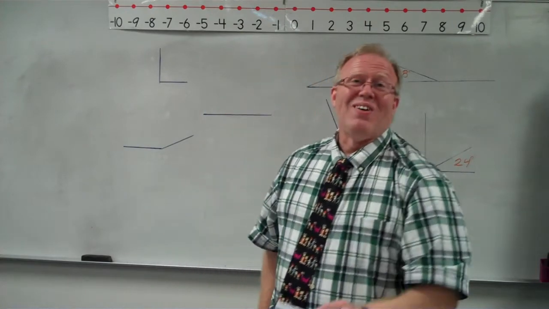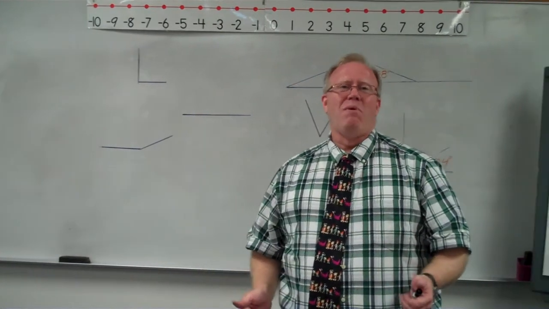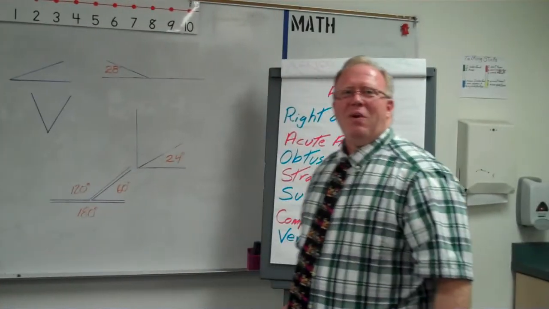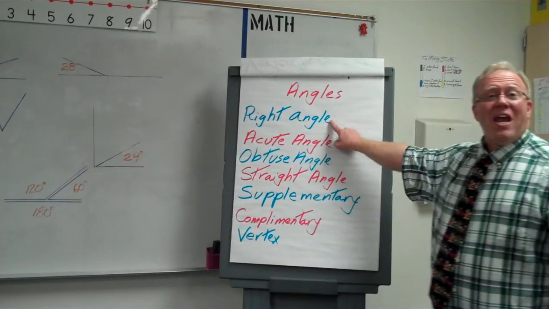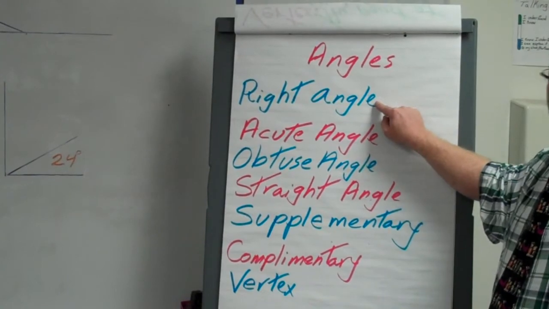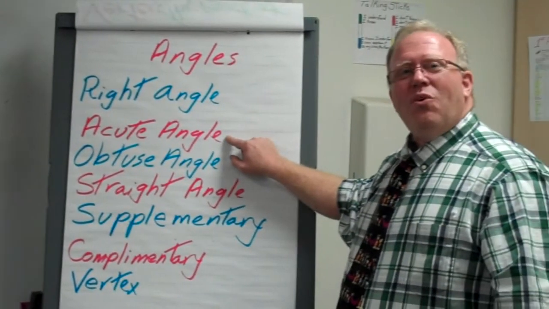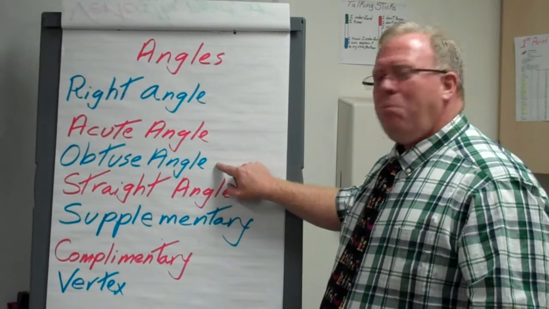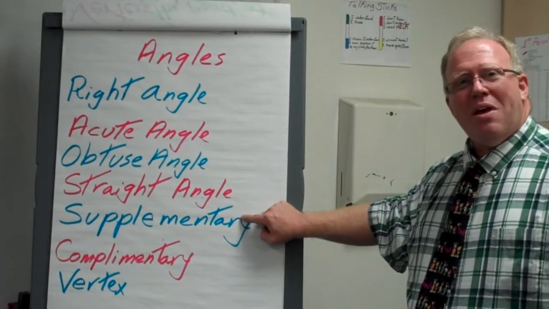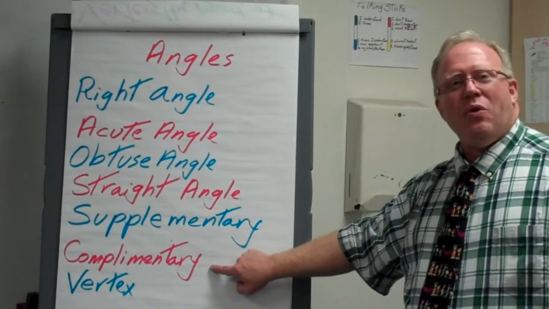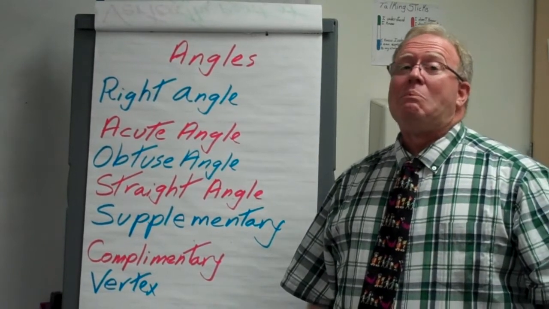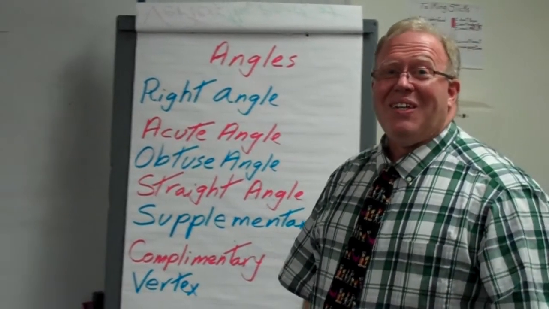So we want to talk about angles today because there are so many of them involved in our everyday lives. But first, let's look at the vocabulary. There are some things that we need to know. First of all, a right angle. Okay, a right angle is 90 degrees, and I'm going to show you what that looks like here in just a few minutes. Acute angle, obtuse angle, straight angle, supplementary angle, complementary angle, and a vertex. Now, of course, vertex is not an angle, but boy, is it important. You're going to see why here in just a minute.